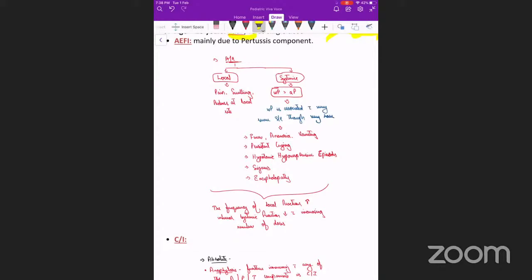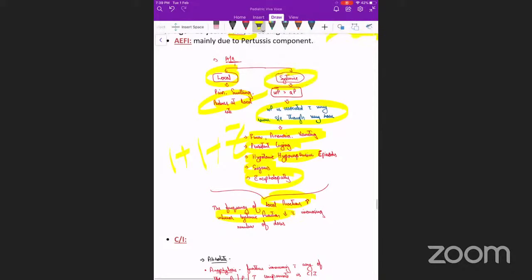Next, there can be local effects and systemic effects. Local effects are the same with both: pain, swelling, or redness at the local site. For systemic effects, the adverse effects are more with whole cell as compared to acellular. Whole cell is associated with very severe, though very rarely occurring, side effects: fever, anorexia, vomiting, or persistent crying. Then there can be HHE, hypotonic hyporesponsive episodes, or seizures, or encephalopathy. With an increasing number of doses, the frequency of local reactions becomes more, but the frequency of systemic reactions decreases.